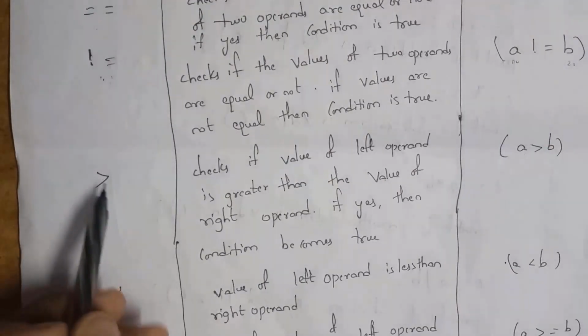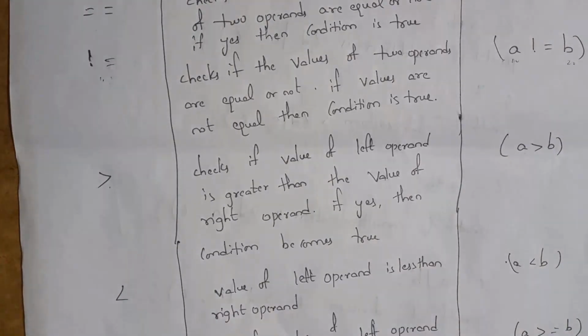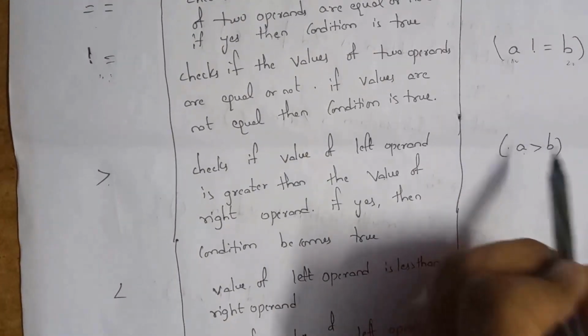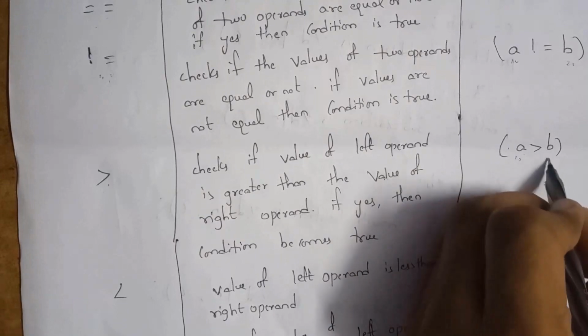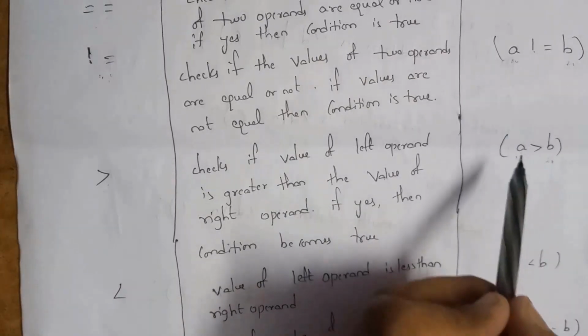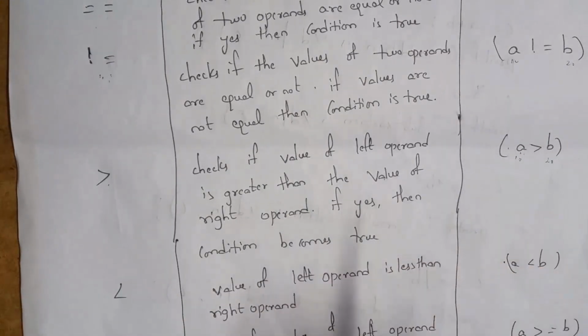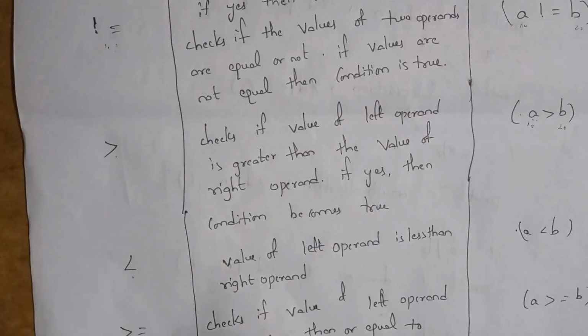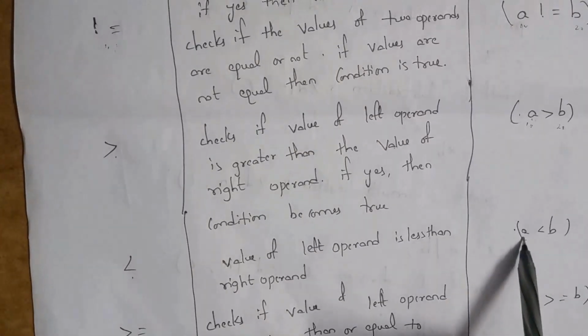Next, greater than symbol. This is how we represent greater than symbol, that is A greater than B. Value of A is 10 and value of B is 20. 10 is not greater than B. So this condition is not satisfied. If value of A is greater than B, then condition will be true. In this condition is false. Next, less than operator. This is how we represent less than operator, that is A less than B.